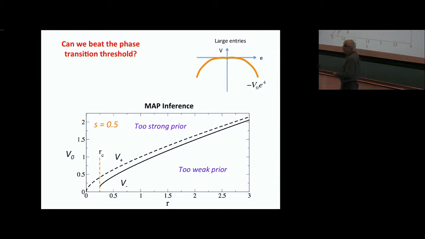Now let me add a prior. So I know, for instance, that my eigenvector has some large components of the order 1 when p goes to infinity. And what is going on when I increase, and here is the strength of the prior, the strength of the potential.